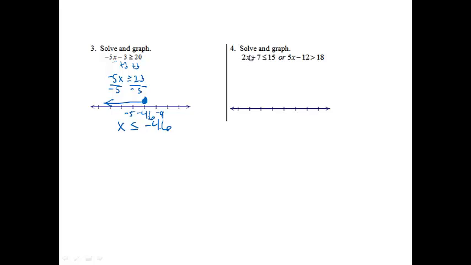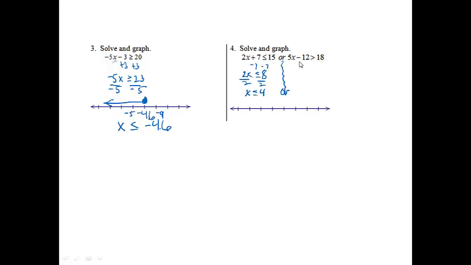Number 4, solve and graph. 2x plus 7 is less than or equal to 15, or 5x minus 12 is greater than 18. Since there are 2 separate problems, I know we'll be getting 2 separate graphs, so I'm going to just treat each one like a separate problem. I'm going to subtract 7 from both sides, so I'll get 2x is less than or equal to 8, and then I'll divide both sides by 2, so one of my answers is going to be x is less than or equal to 4.